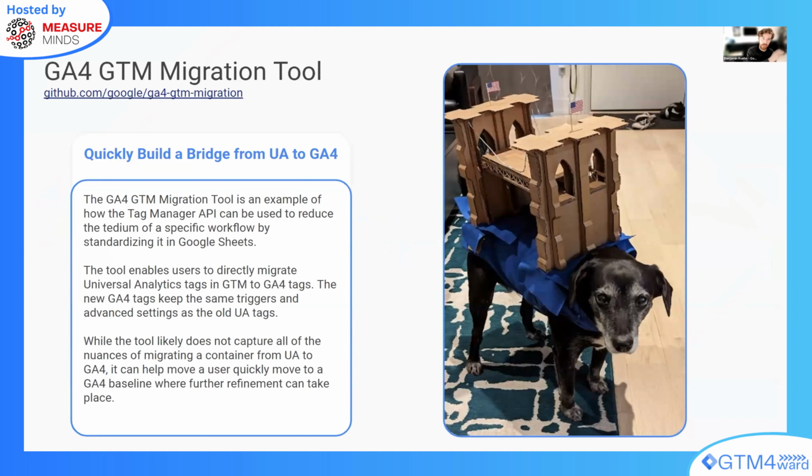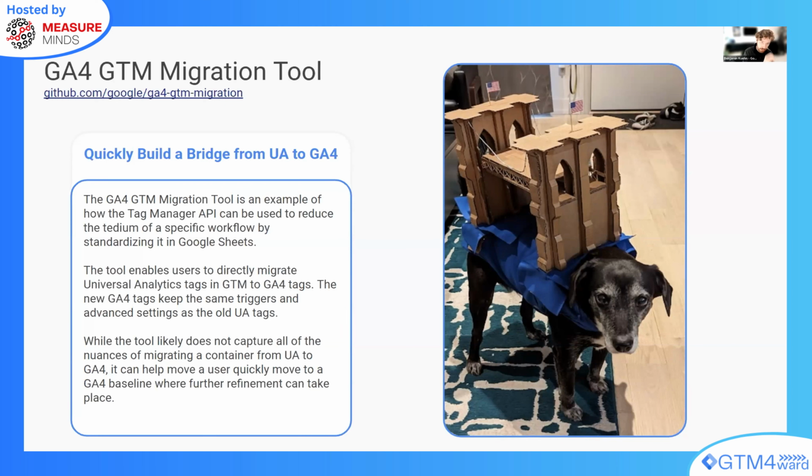What does this do? It helps you quickly build a bridge from Universal Analytics to GA4 for your tags in Google Tag Manager. It uses Sheets as its interface. Why did I decide to use Google Sheets? One, it's fairly straightforward and easy to build this with Apps Script. And two, everybody is already in Sheets all the time anyway, whether that's Excel or Google Sheets. Everybody's familiar with a spreadsheet format, and building a tool on top of that helps everybody more easily come to the tool.